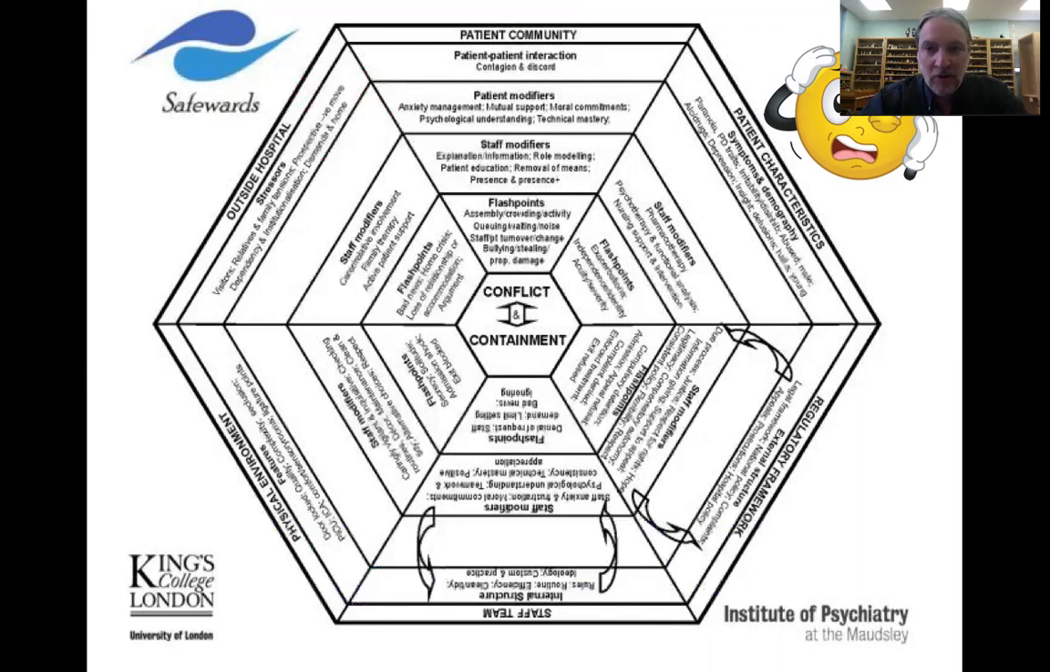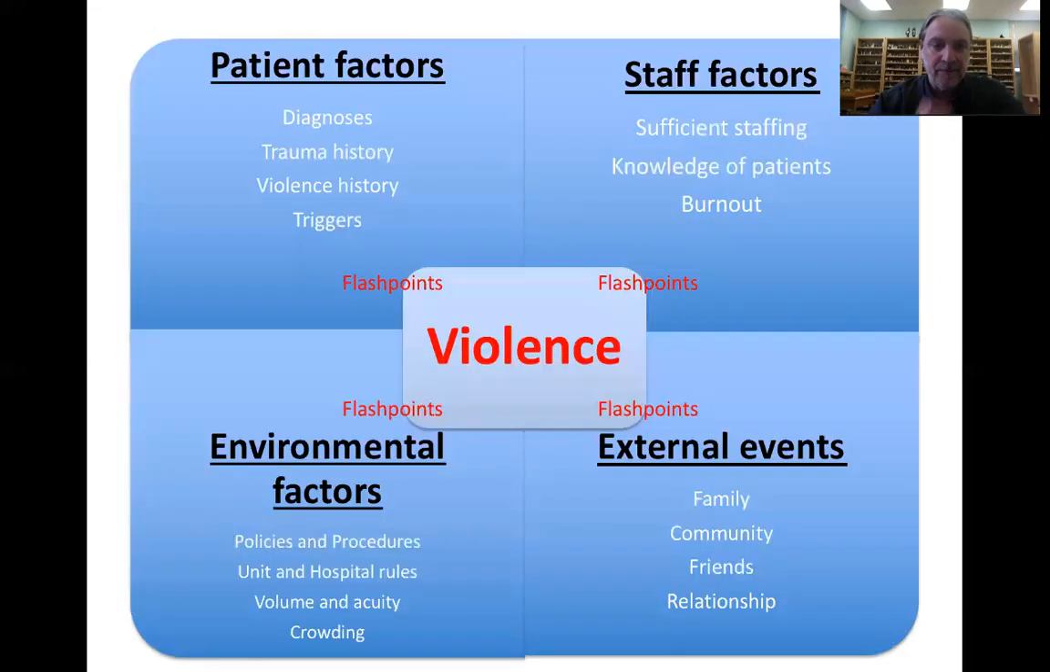Underneath all of these, you have stressors that can increase the risk of violence, decrease the risk of violence, and certain flashpoints that are things that can immediately result in violence happening. At the center, you have conflict and containment, which is also known as violence, seclusion, restraint, IM medications, and so forth. So this is a stripped down version of that, to make it simpler.